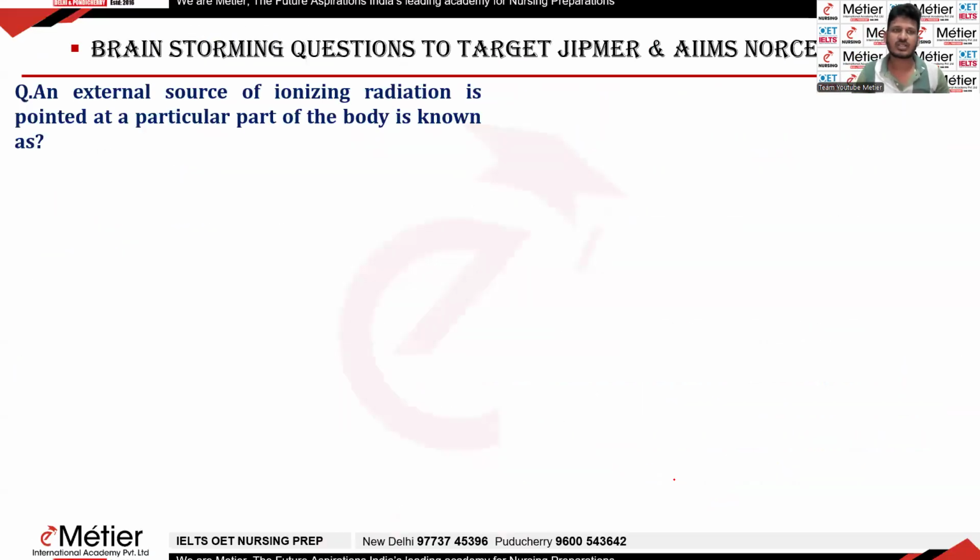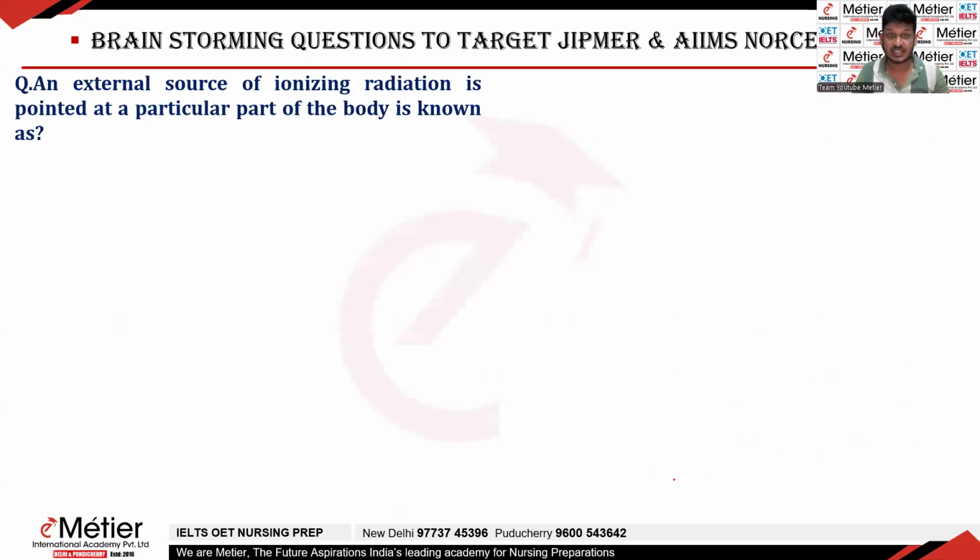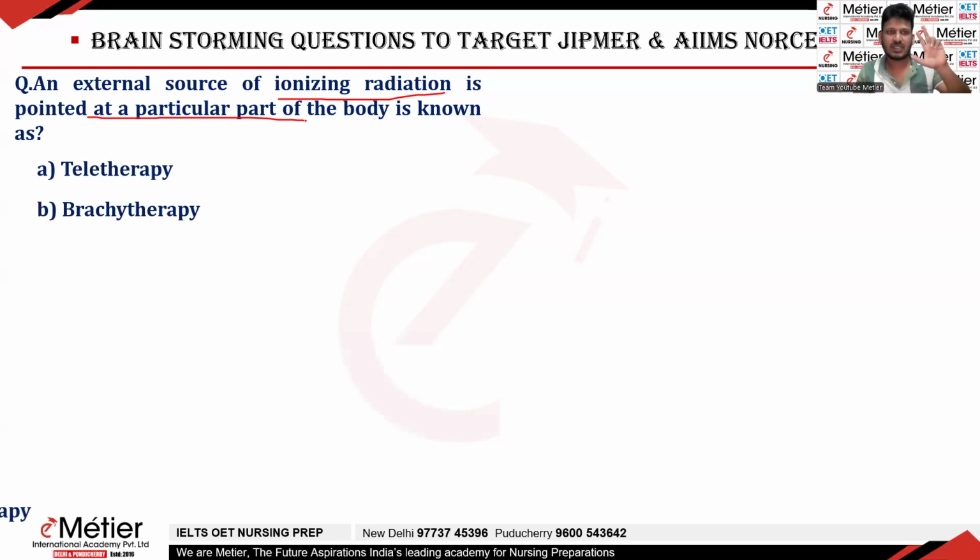The next question we are going to discuss is: an external source of ionizing radiation is pointed at a particular part of the body from the outside, this is known as. So here you have to search for the key point, the ionizing radiation. For a cancer patient, we will be giving what? Radiation therapy. So ionizing radiation we are giving to the patient, pointed at a particular part from outside. Okay, so it is known as what? Teletherapy, brachytherapy, chemotherapy, and microwave therapy. Four options are given here.